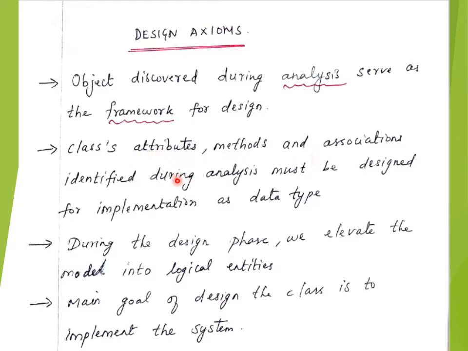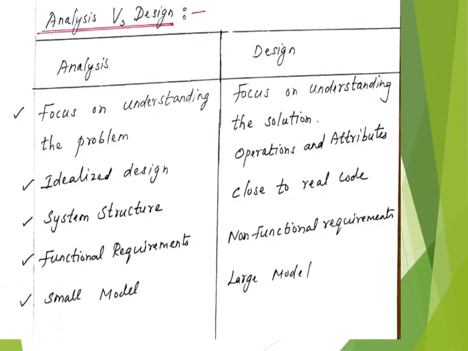Here the classes, attributes, methods, and associations that are identified during the analysis phase must be designed for implementation as data types. During the design phase, we elevate the model into logical entities. The main goal of designing the class is to implement the system.